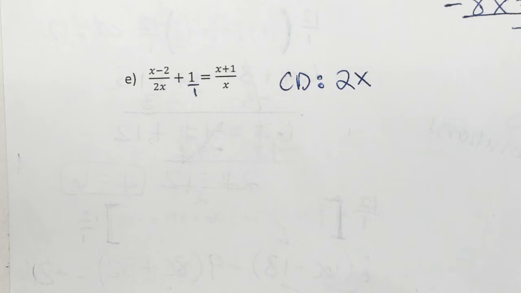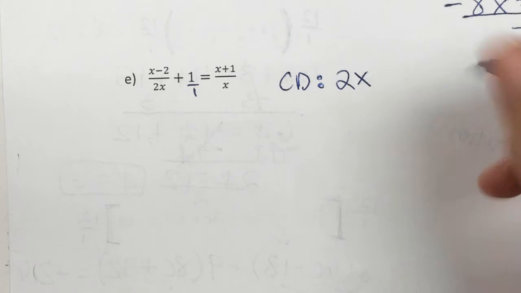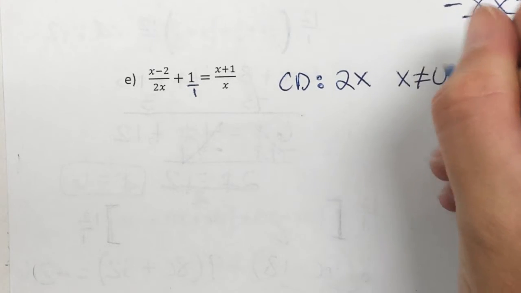Now before we start, somebody tell me what can x not be? What would make it undefined? If x was what? 0. Very good. So x, we'll write out to the side, cannot be 0.